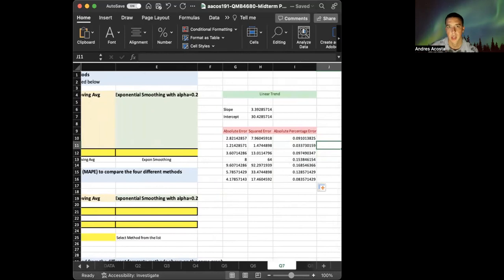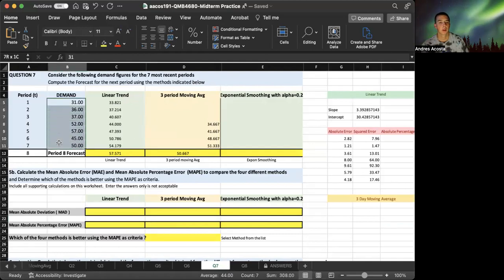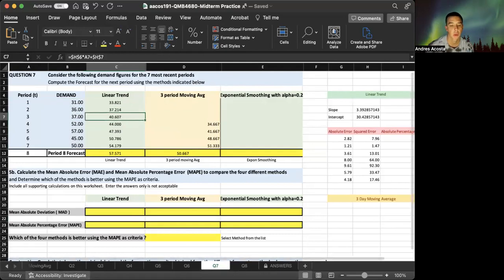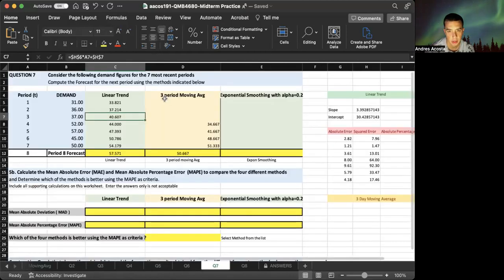Perfect. So our next step, to get the 3-period moving average, is to copy the demand. We will copy the demand and go to our moving average template, and paste the demand in the values column. Then we put the number of periods to average. It says right here, 3-period moving average.